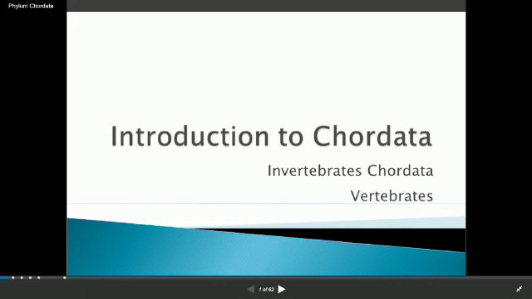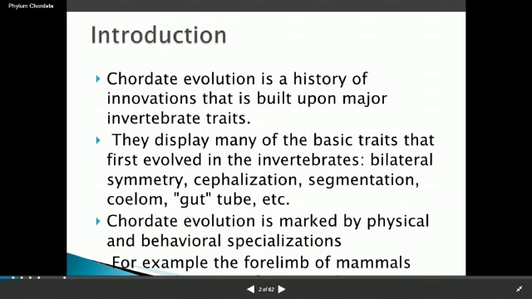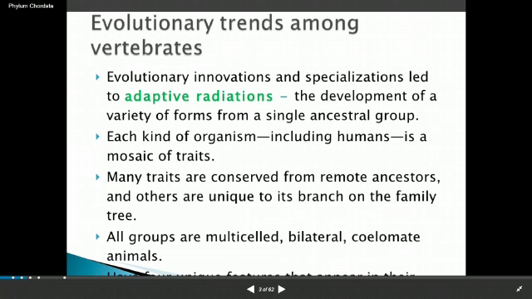phylum Chordata. So first of all, we will see what is the introduction of the Chordata. Chordate evolution is a history of innovations that is built upon the major invertebrate traits. They display many of the basic traits that first evolved in the invertebrates. These involve bilateral symmetry, cephalization, segmentation, coelom, gut tube, etc. Chordate evolution is marked by physical and behavioral specialization, for example, the forelimbs of the mammals.